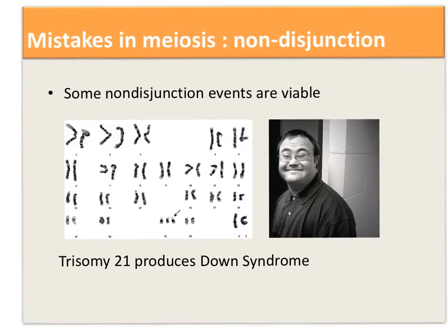Mistakes in meiosis, here we are. Non-disjunction, of course. Events are viable in some cases. So like trisomy 21 produces Down syndrome. In terms of being expressed and how much it might disable the individual, it varies. There are some very high-functioning Down syndrome people. They all have a certain kind of face that you can easily recognize.